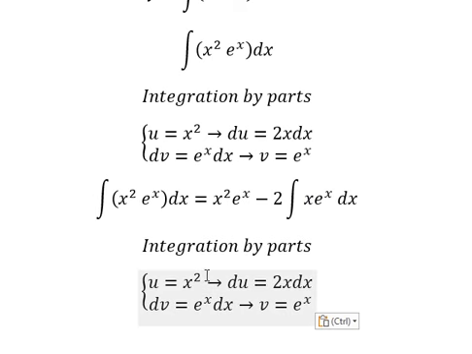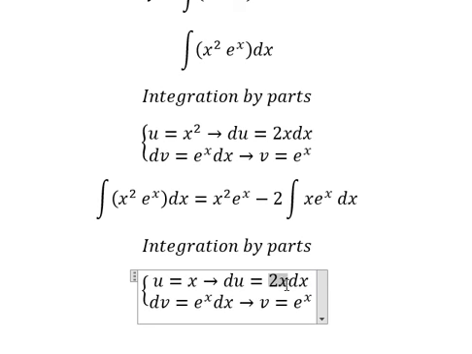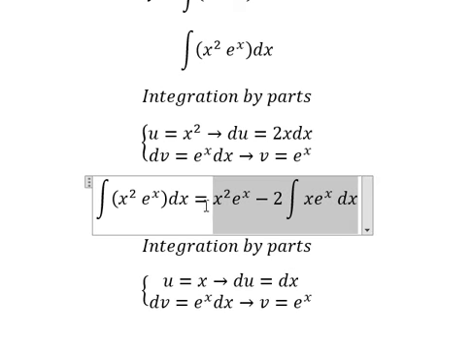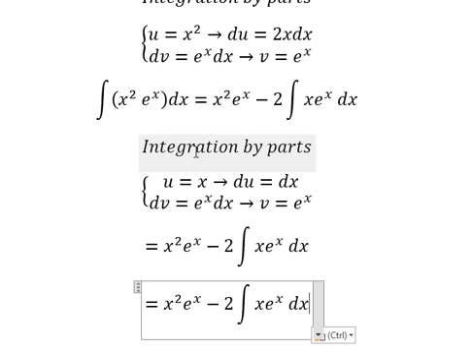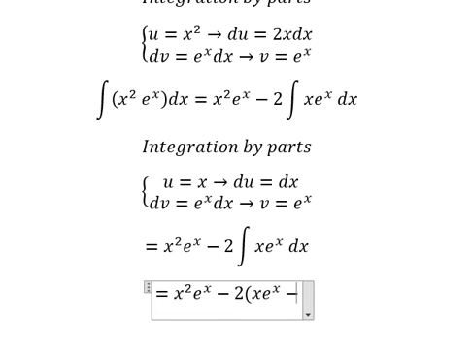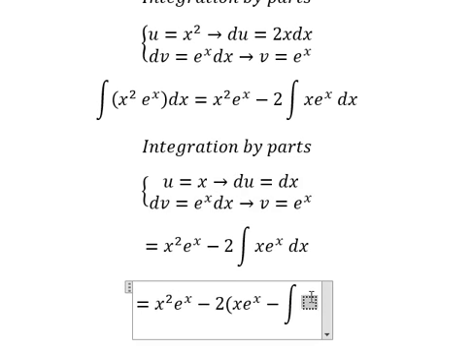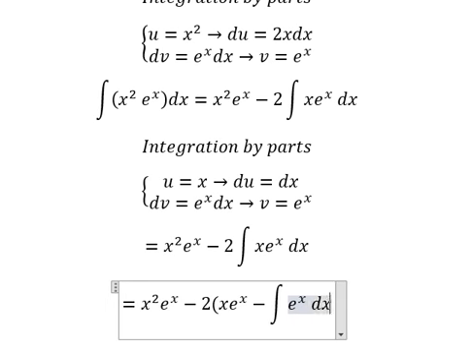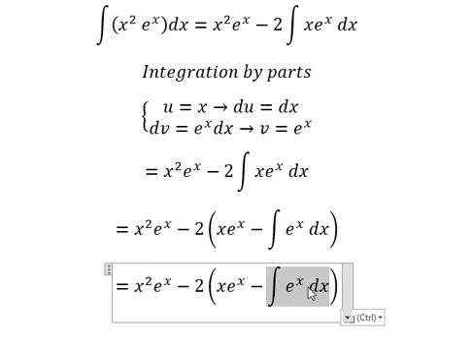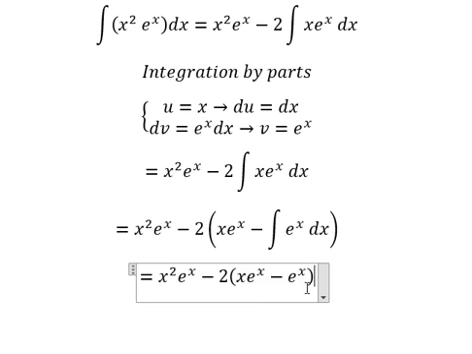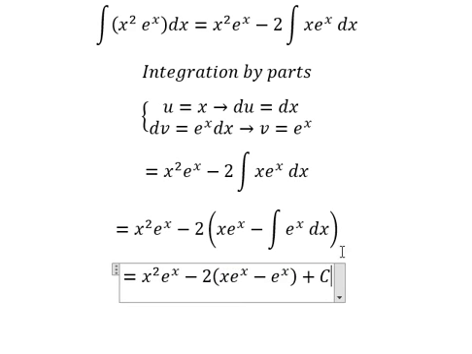Now this one we change by x, and you got dx. So we have u multiplied by v. So we have x e to the power of x minus the integral of v du. So we have the integration e to the power of x dx. This one we have e to the power of x, and I will put c.